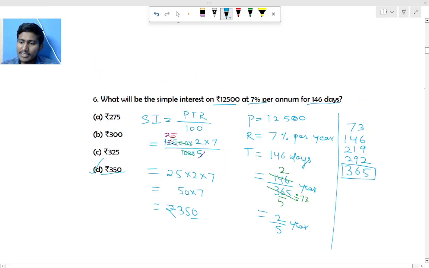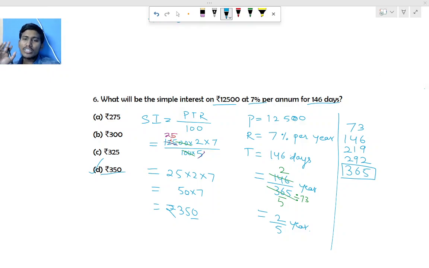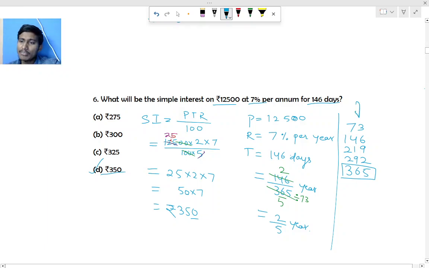Got it? So now let us go to the sixth question. Here it is a very easy question. Just the timing is given in days. So for that you should remember one thing. What you have to remember is the 73 table. Why the 73 table? Because in the 73 table, 365 will come.